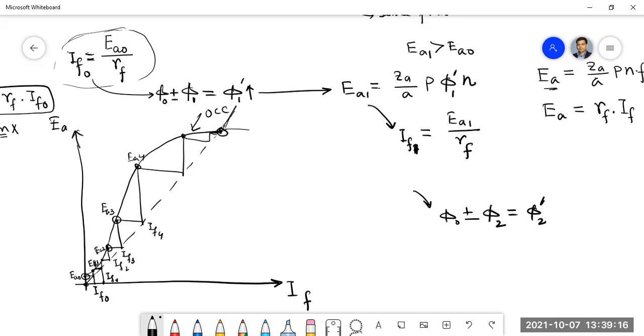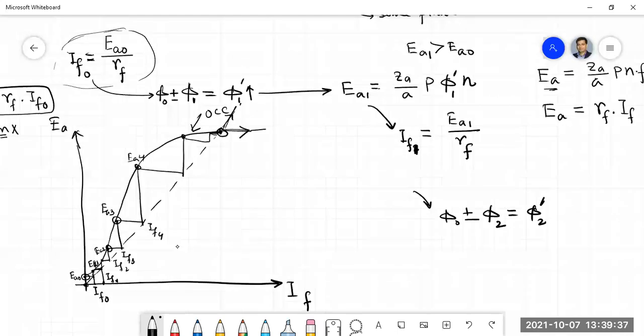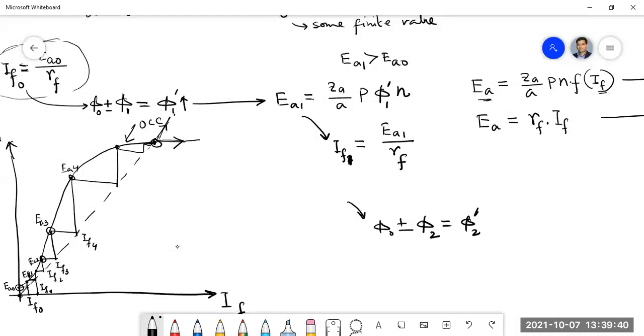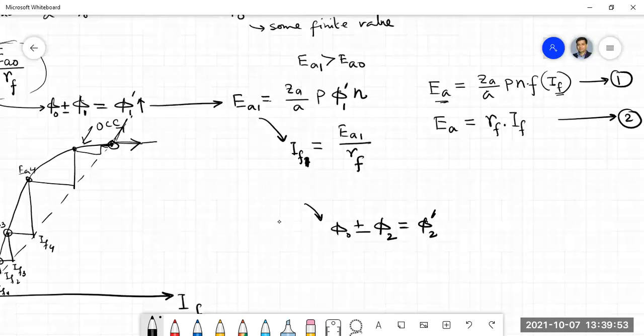After this point, these two straight lines diverge, sorry, not straight lines, two curves are getting diverged. So therefore we will not get any solution point. Okay. Got it? Do you all understand?